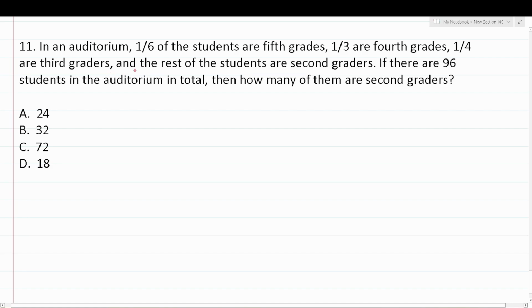So clearly, we have to figure out what fraction of students are second graders. And one way you could do that is like this. We can use a 1 to represent the total number of students in the auditorium. Then we can subtract out the 1/6 of the students who are fifth graders, the 1/3 of the students who are fourth graders, and then the 1/4 of the students who are third graders.